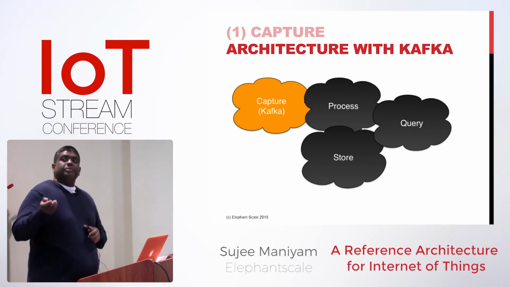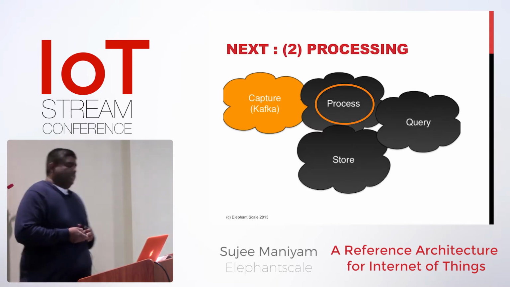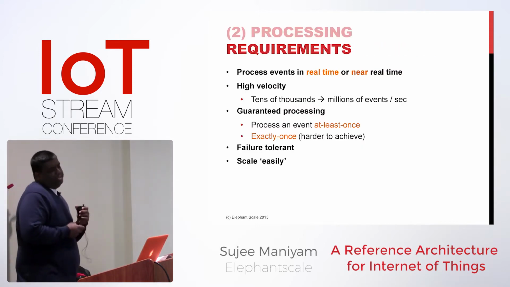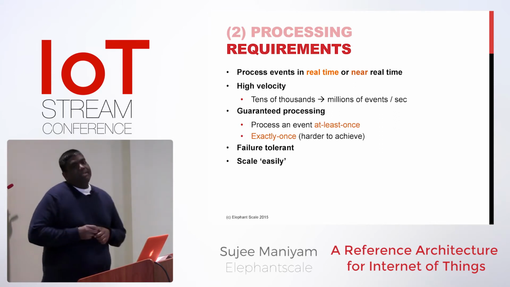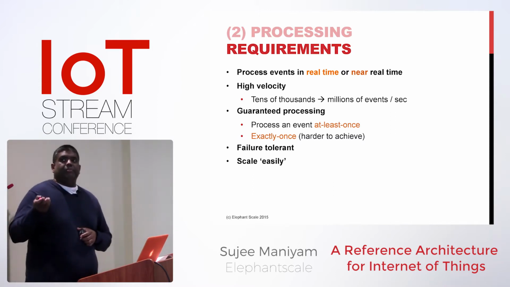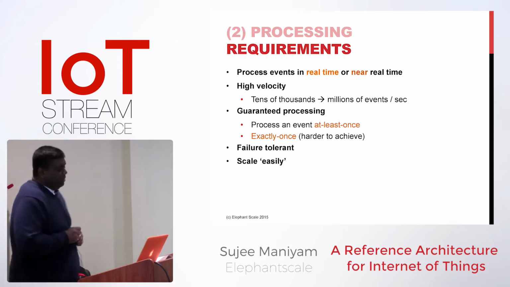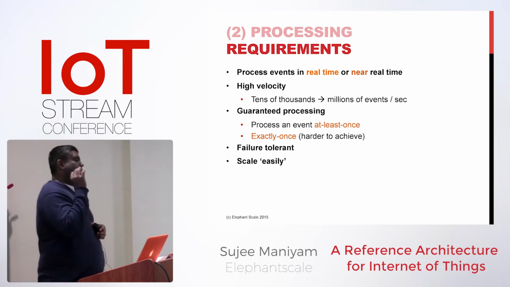All right. So for this part we said we're going to use Kafka. Let's take a look at process. Remember, Kafka is just a queue. We need to start processing events in real time or near real time, and the events are coming at very high velocity. We saw the numbers already. When processing, we need some sort of guarantee that we will process every event at least once, meaning no events are dropped from the queue.